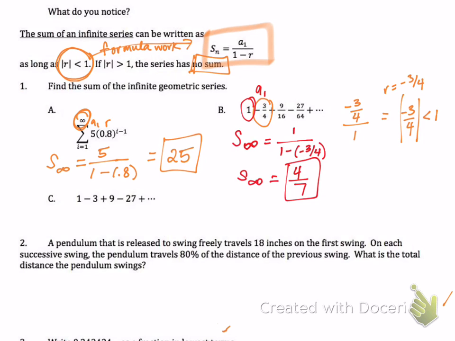And then for part C, I want to find the rate. So I'm going to take my second term divided by the first term. Negative 3/1 gives me negative 3. And since that absolute value is greater than 1, I would say no sum.